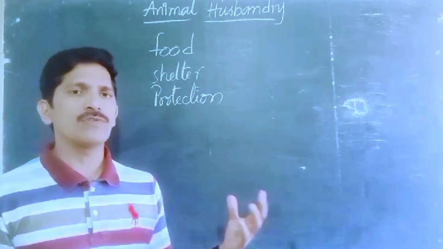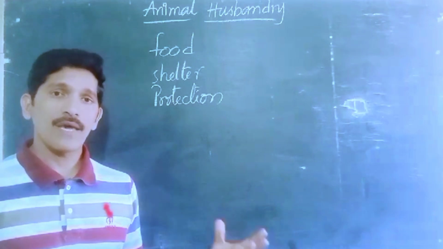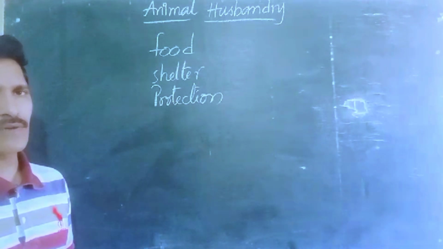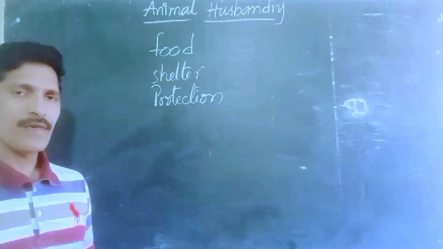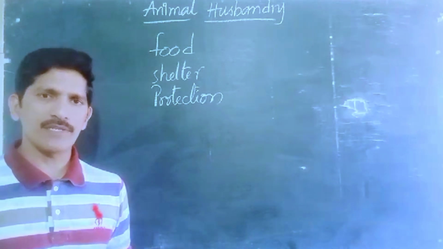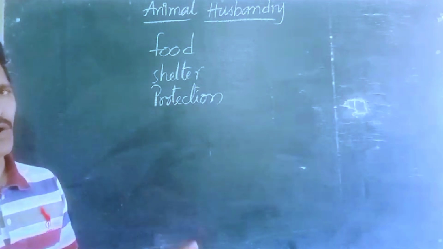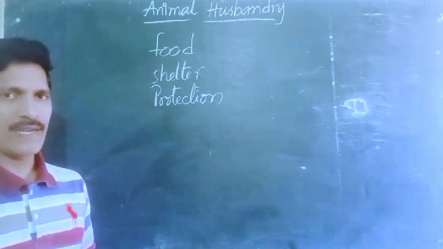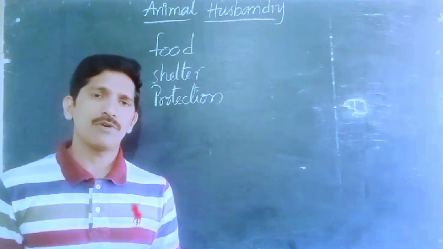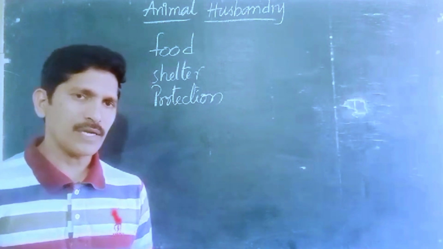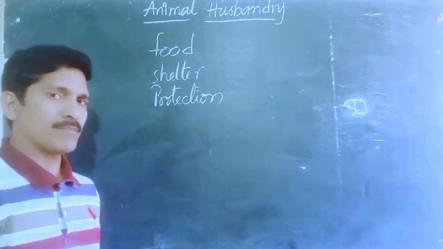For example, cows, buffaloes, goats, and sheep are domesticated for milk as well as meat. Birds like hens are kept for eggs and meat. And some animals like bulls and horses are domesticated for transport purposes. So whatever it is, animal husbandry is not a simple thing.